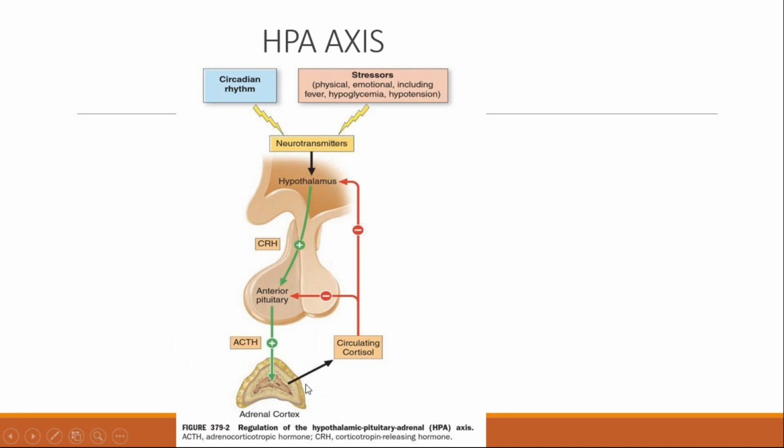Ectopic release of ACTH acts on the adrenal gland and causes an increase in cortisol level. In ectopic release of ACTH, the hypothalamus and pituitary glands are normal. They are not causing the increased amount of ACTH. This HPA axis will be very helpful when we study the approach to diagnose a case of Cushing syndrome.